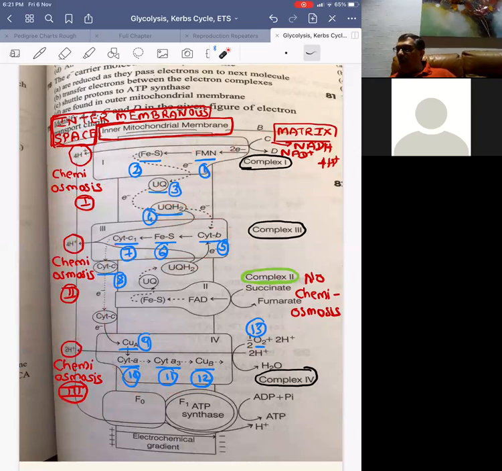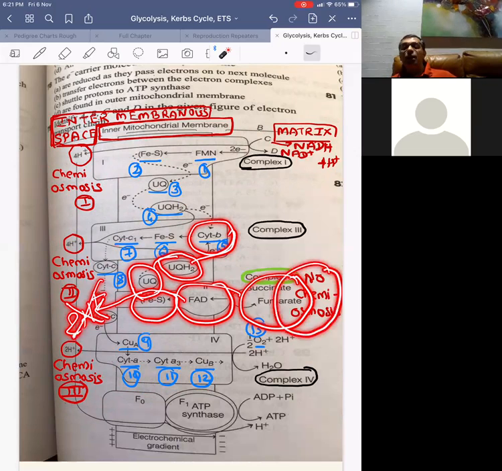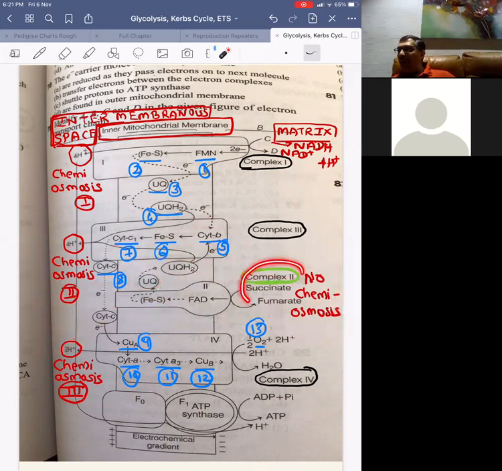But from succinate to fumarate, FAD से FES, FES से ubiquinone, ubiquinone से ubiquinol, उससे डायरेक्टली साइटोक्रोम बी. उस प्रोसेस में प्रोटॉन पुश आउट नहीं हुआ. No proton pushing out, so no chemiosmosis. And what is that called as? Complex 2. तो complex 2 में chemiosmosis नहीं होगा.